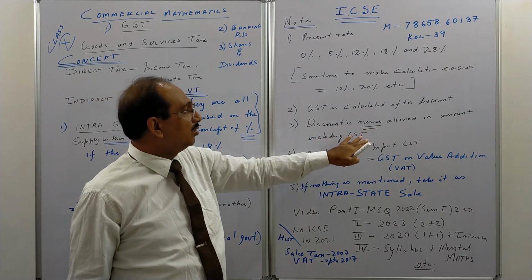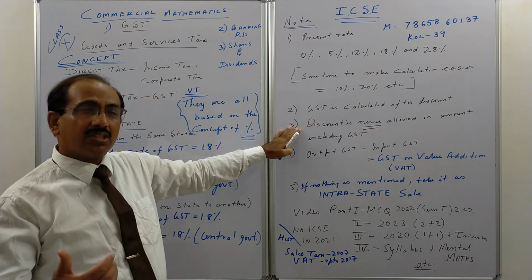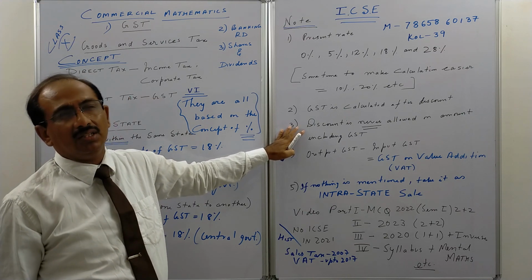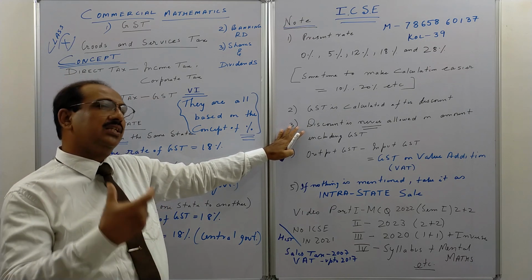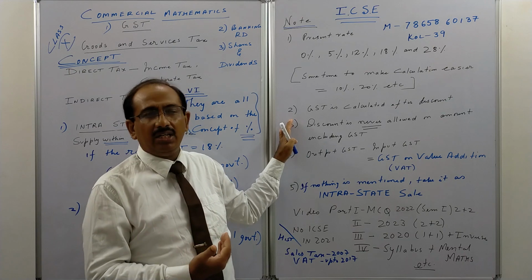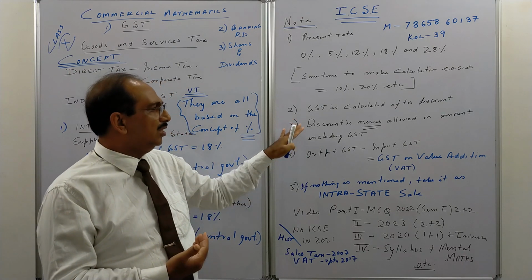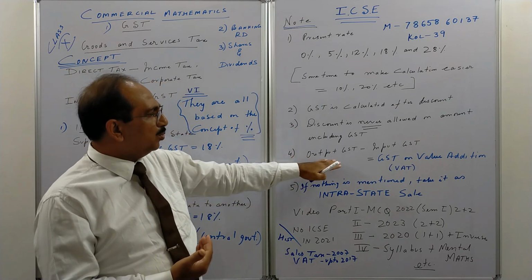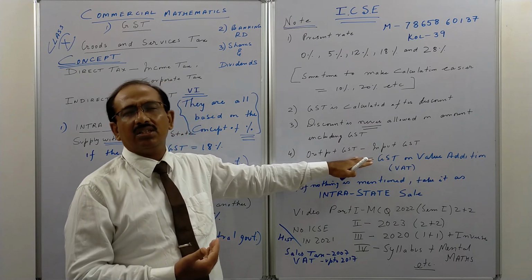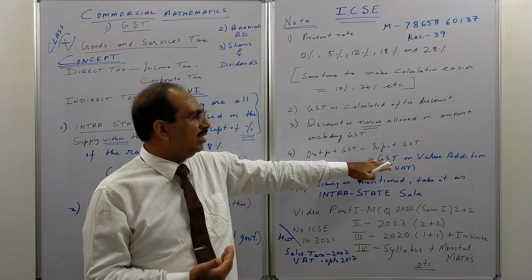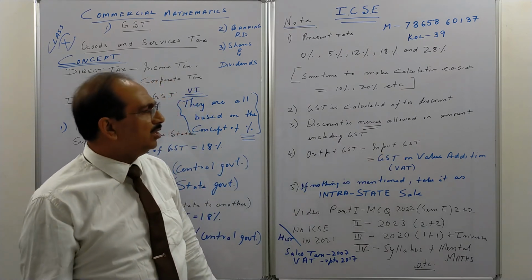Discount is never allowed on an amount including GST. It means discount first, then we add GST. It's not that we have a certain amount, then GST is added, then we take out the discount. So while doing the sums we will see. Output minus input: in some difficult questions in difficult books we use this concept, which is GST on value addition.